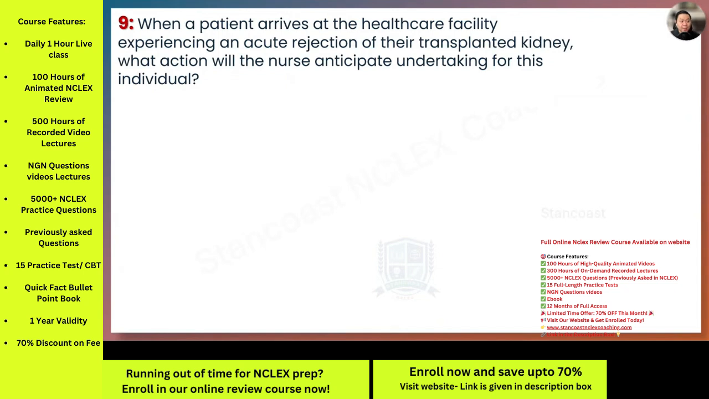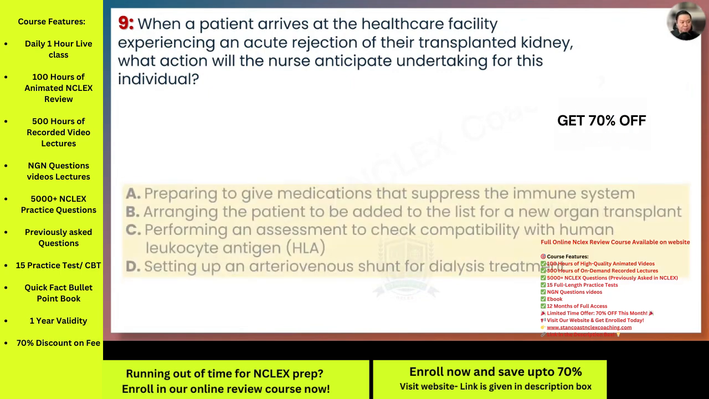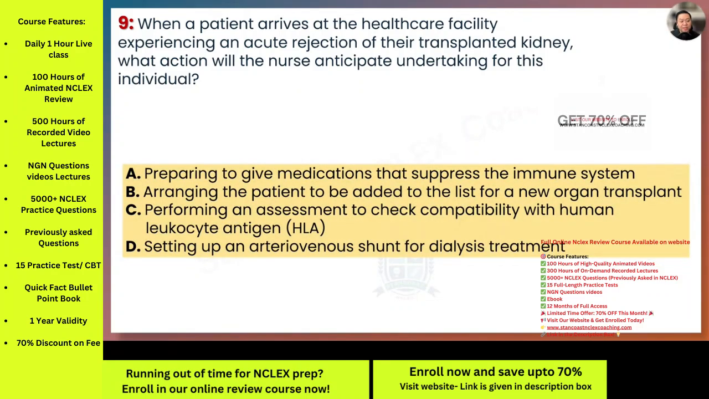9. When a patient arrives at the healthcare facility experiencing an acute rejection of their transplanted kidney, what action will the nurse anticipate undertaking for this individual? Options: A, preparing to give medications that suppress the immune system. B, arranging the patient to be added to the list for a new organ transplant. C, performing an assessment to check compatibility with human leukocyte antigen. D, setting up an arteriovenous shunt for dialysis treatment.